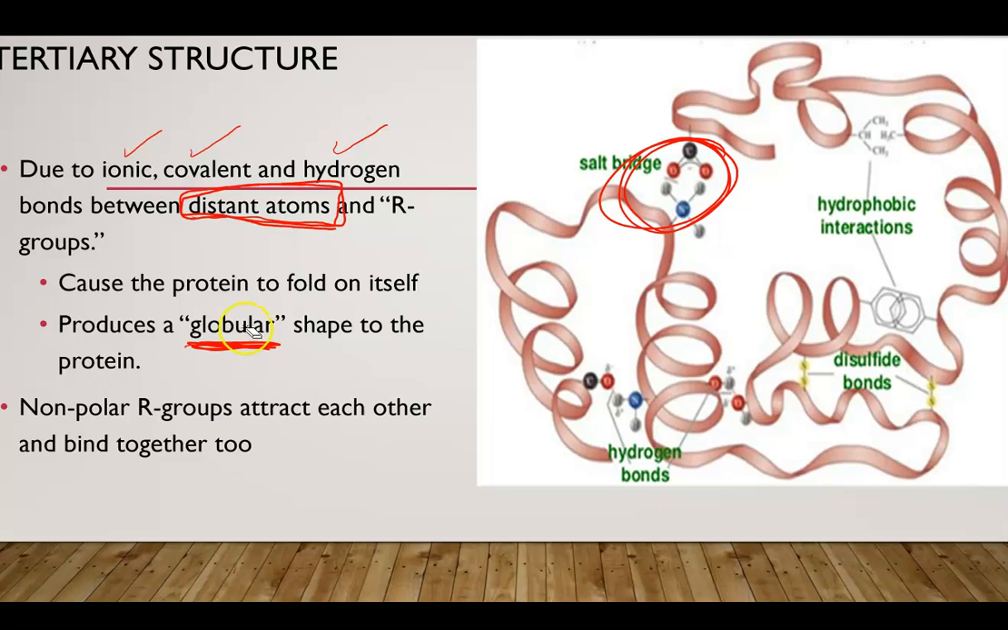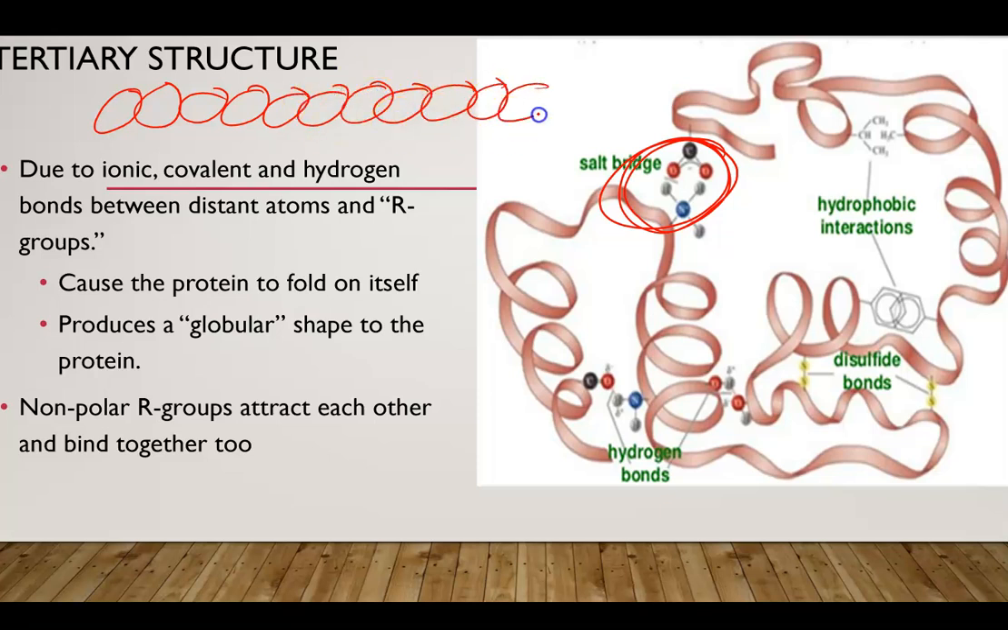So that's tertiary. So remember, primary is just the order of the amino acids. And it never exists like that, but we could study it like that. We want to know the order. That's primary structure. Secondary structure is when nearbys attract and maybe repel one another, and they make some of those alpha helices and those beta pleated sheets.